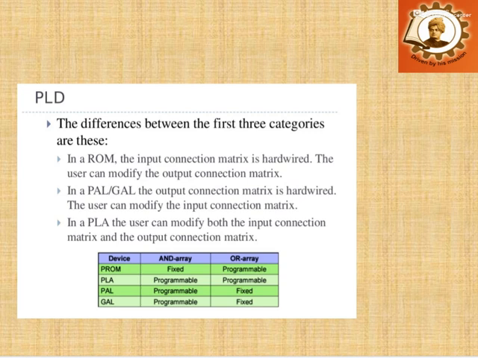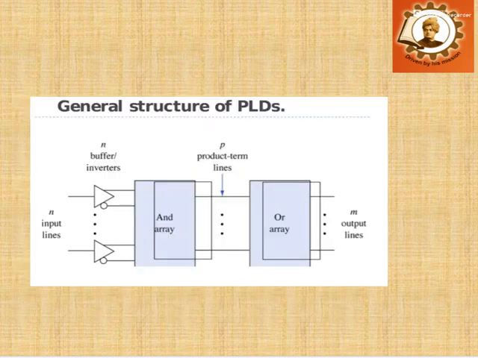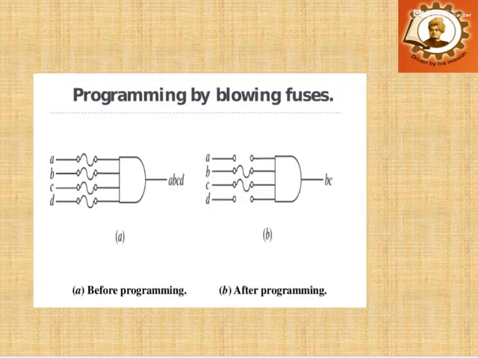So this is the generic symbol or block diagram of any PLD. This is your input, this is your AND array and this is your OR array. The AND array may be programmable and the OR array may be programmable, depending upon which type of device you are going to use.